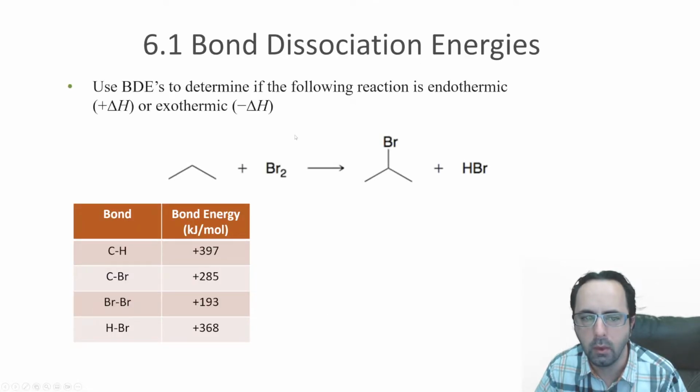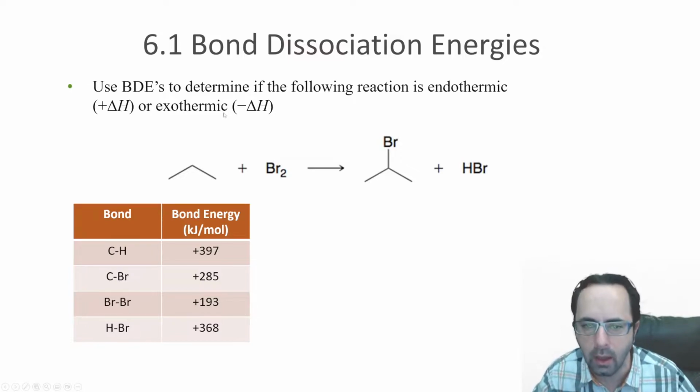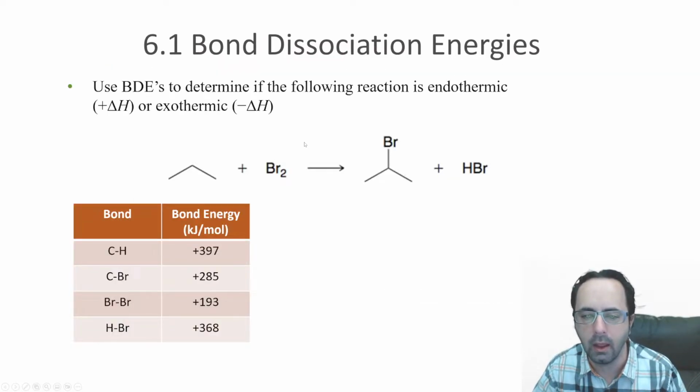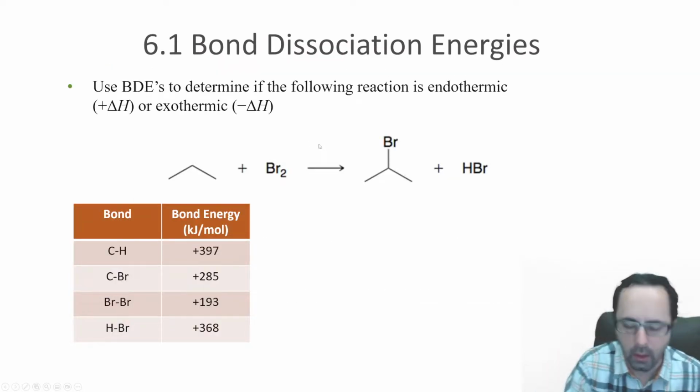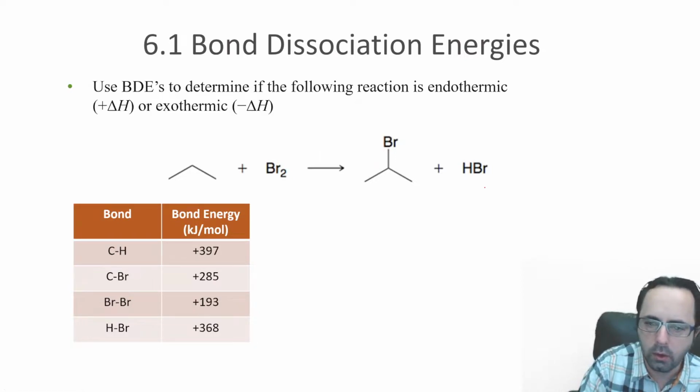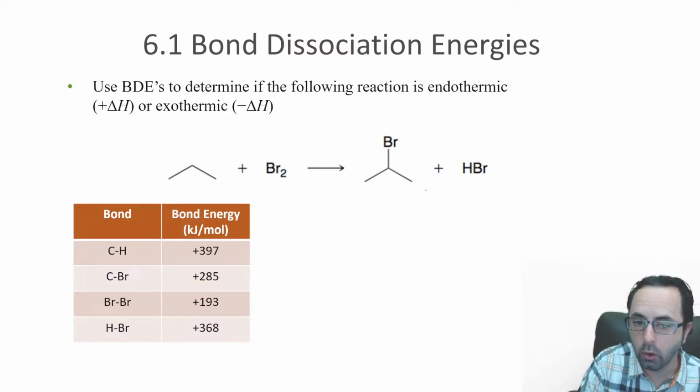And so we want to determine if the reaction is endothermic, in which it's absorbing energy, which is a positive delta H, or exothermic, which means energy is leaving the reaction. That is indicated by a negative delta H. And so to figure that out, what we'd have to do is figure out which bonds are being broken. So, bonds broken.